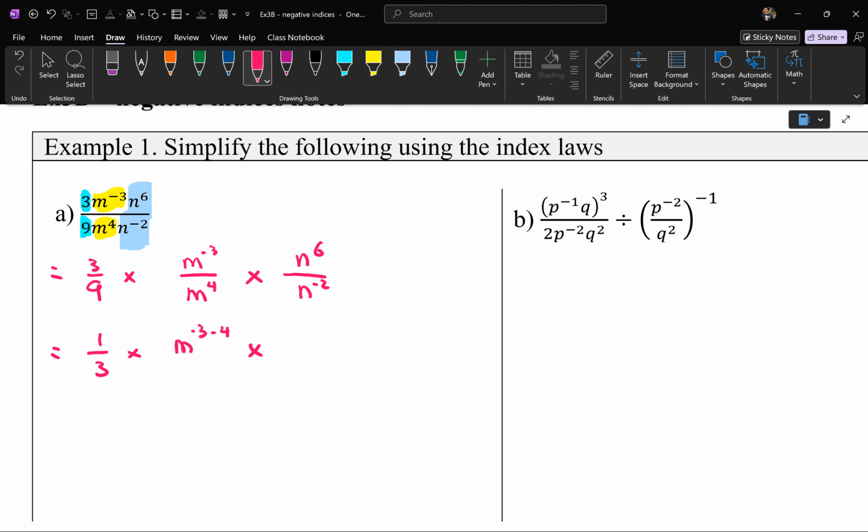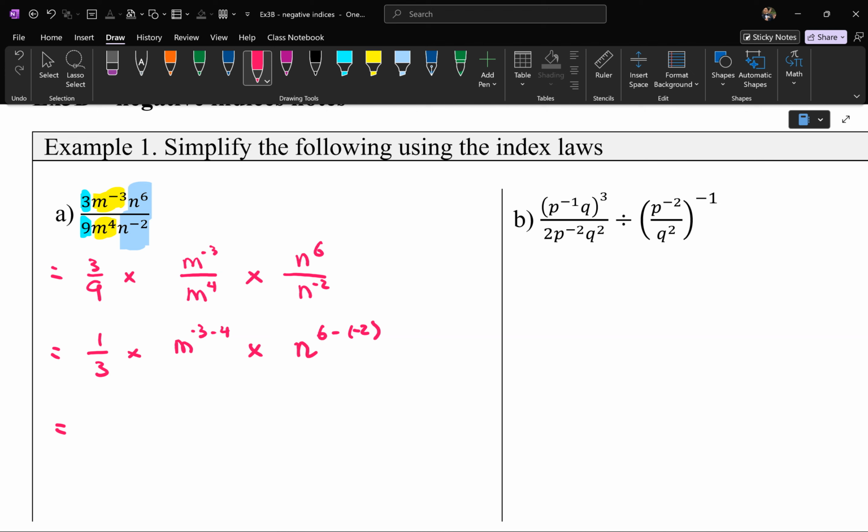Times. Same thing with the next one, all the n's. I'm not going to flip it. I'm not going to change this to a fraction, because it then becomes n to the power of 6 divided by 1 on n squared. For some of you, that might be intimidating, but I would rather not change it to a fraction. So I just do rule number 2 again. n to the power of 6, take away -2.